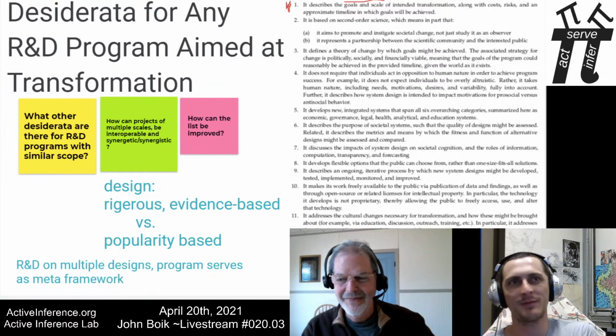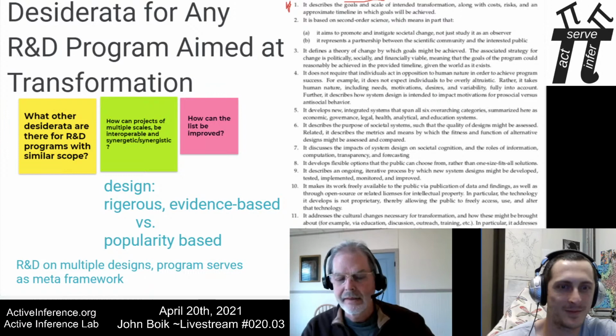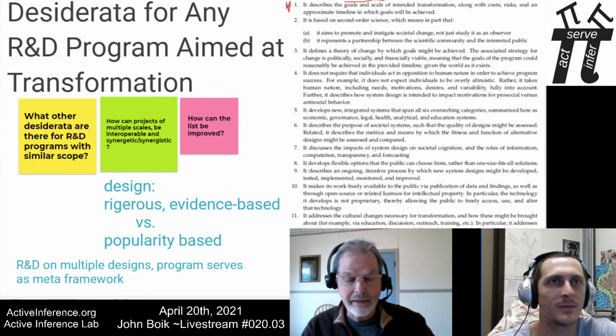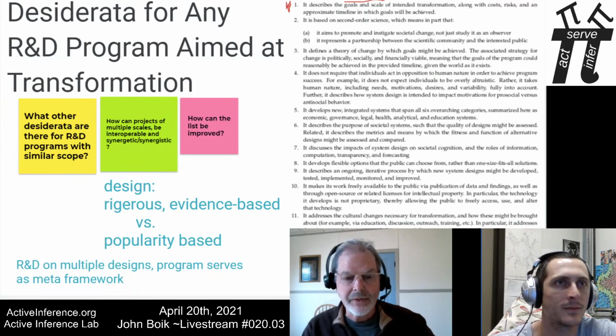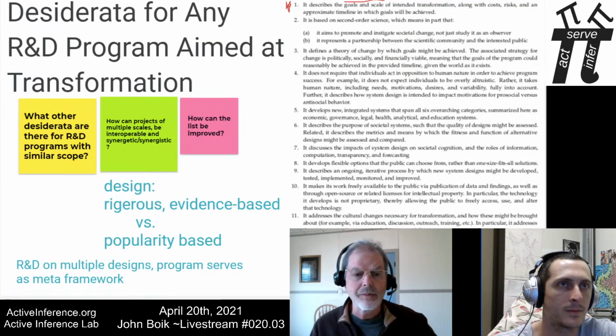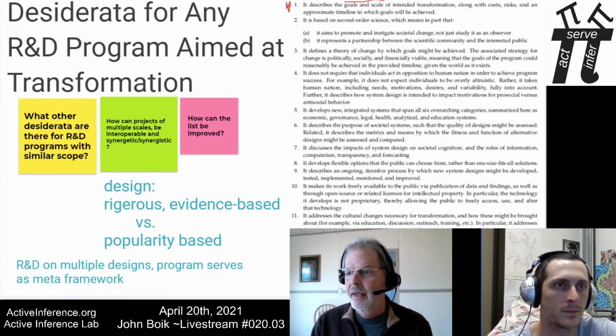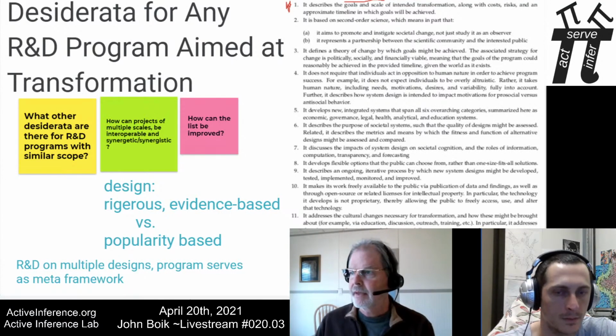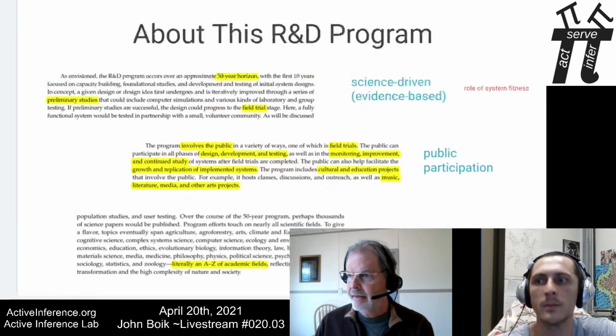Okay, just to make that last point, the R&D program that I've proposed is really a meta framework for learning new systems, new system designs. So the idea is that the R&D program would look at a wide variety of designs. It would provide a means for evaluation of different designs that different groups might come up with. So that's all I wanted to cover on that topic, and then on to new information.